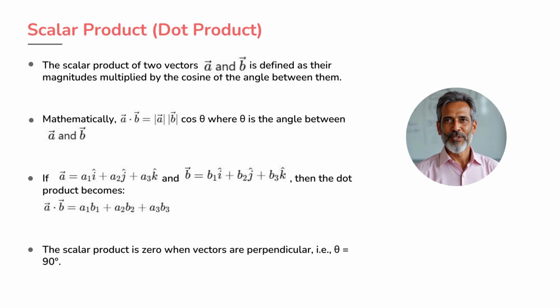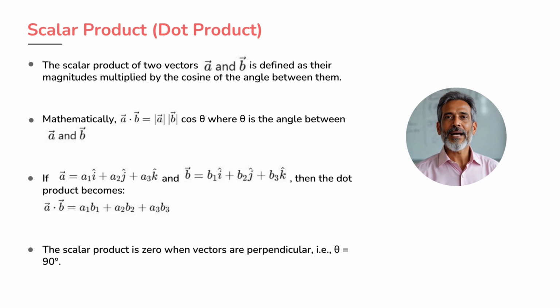Now, let's zoom in on the scalar product, or dot product. Imagine two vectors, let's call them A and B. The scalar product takes the magnitudes of A and B, multiplies them, then multiplies by the cosine of the angle theta between them. In simple words, it's vector A dot vector B equals the magnitude of vector A times the magnitude of vector B times cosine theta. Repeat after me. Vector A dot vector B equals the length of A times the length of B times cosine of the angle between them, theta.